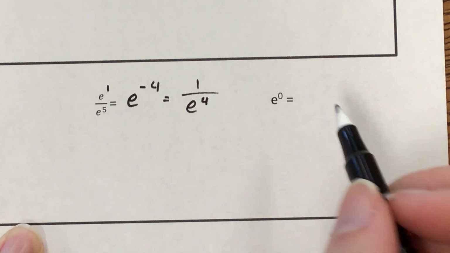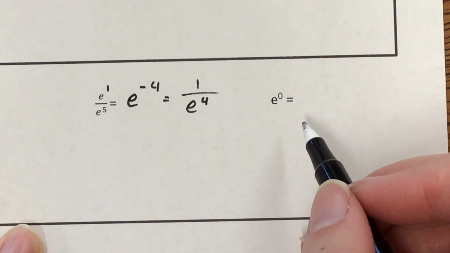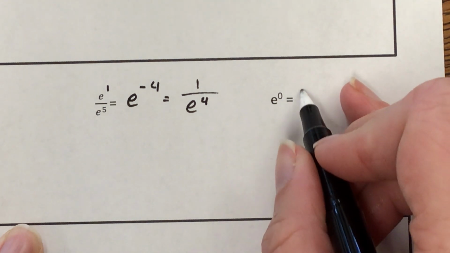Last one, e to the 0 power. This is the one that's going to show up the most often because anything to the 0 power just equals 1.